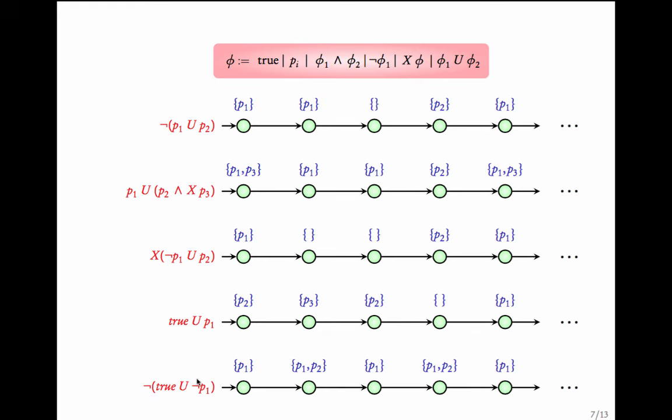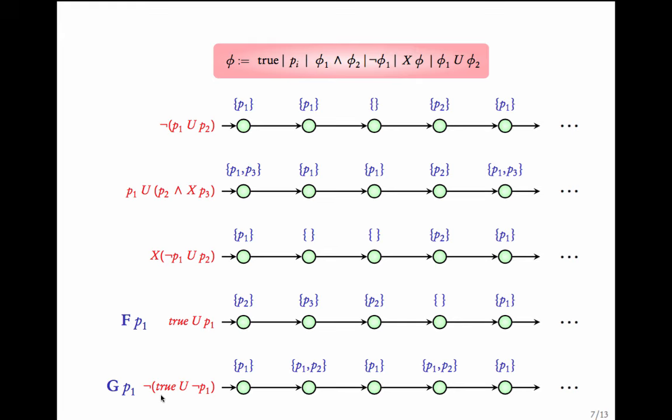These two might look similar. Indeed so, because this is just F of P1. So F of P1 can be written as true until P1. Remember, F of P1 said that some point of time P1 is true. Now what about this? This is just G of P1.